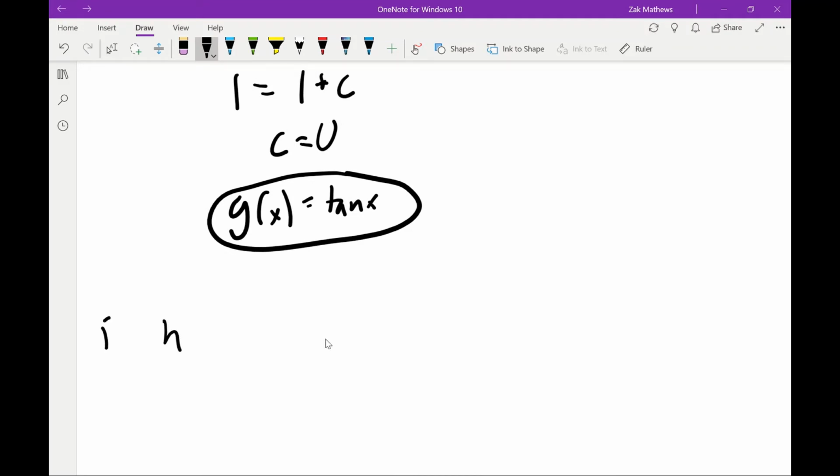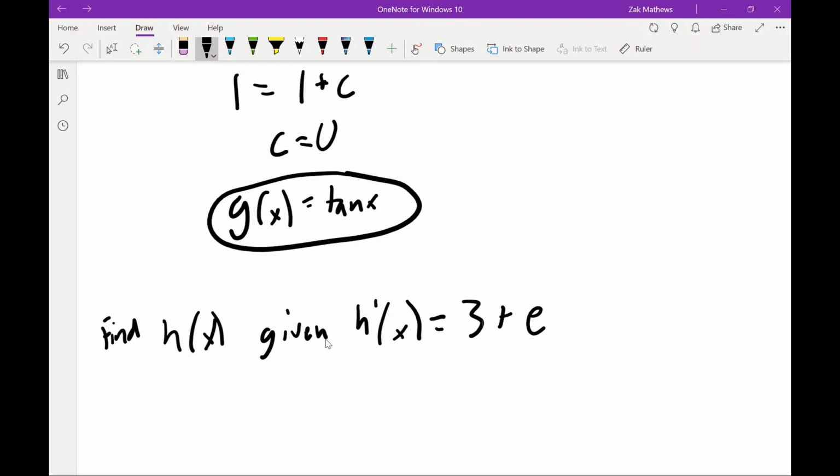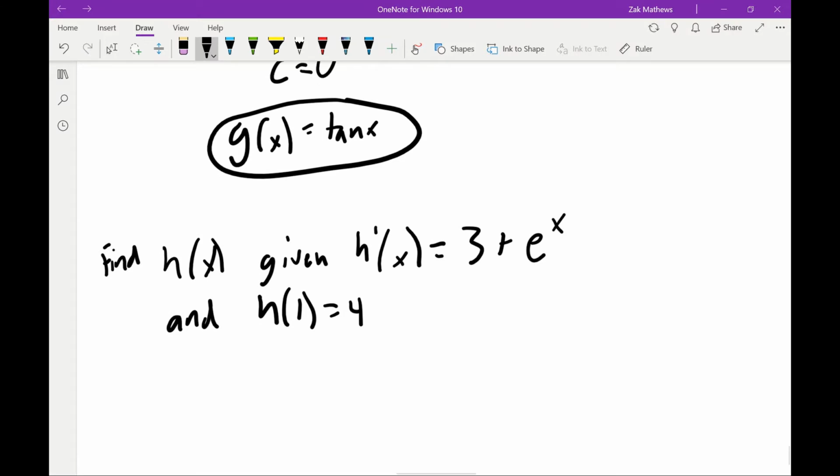So let's find h of x given h prime of x is equal to 3 plus e to the x, and h of 1 is equal to 4. Right, so let's start by looking at the general function. So what is it with that plus c? So undoing the derivative of 3, that would have to be a 3x. Then e to the x we always know is just e to the x.